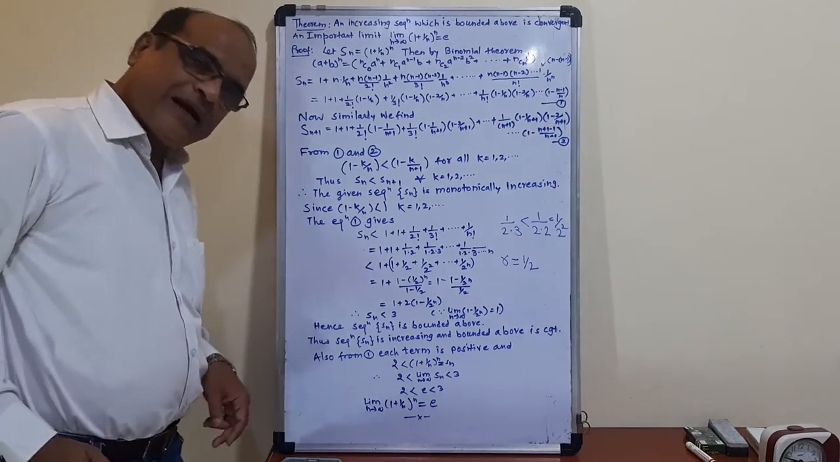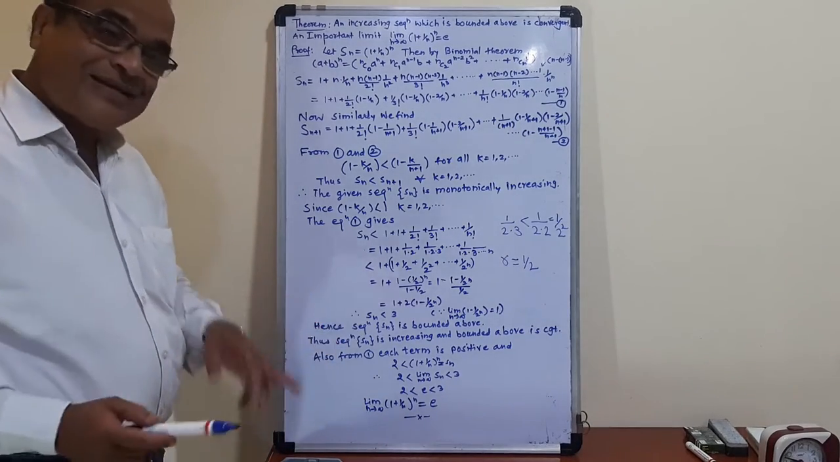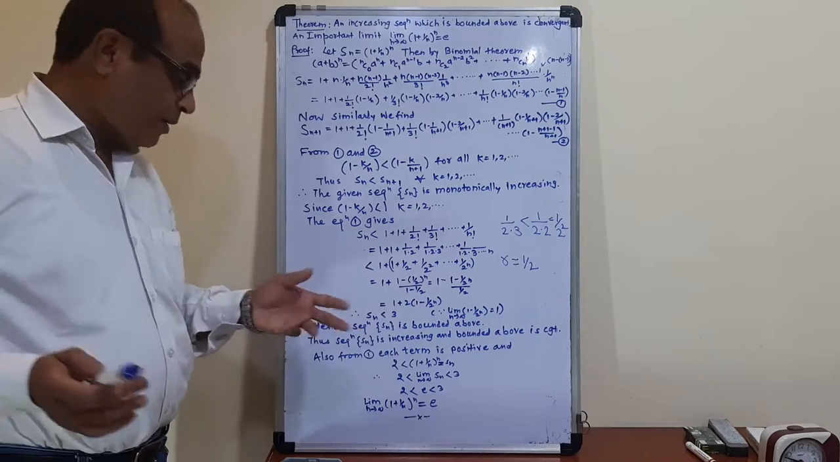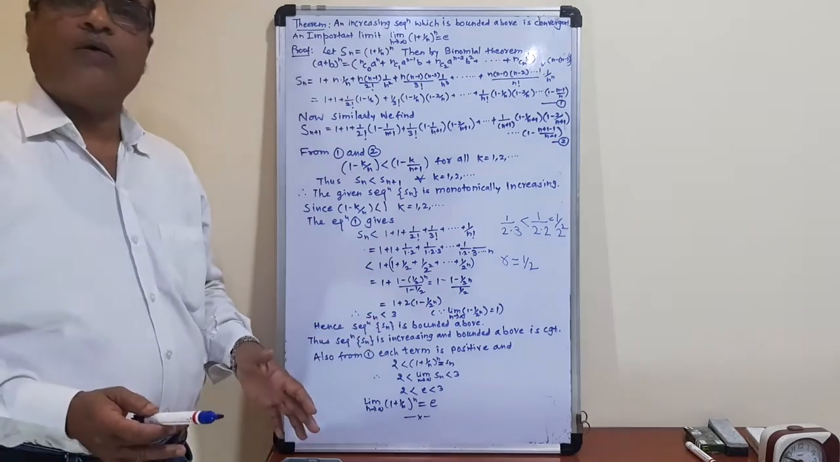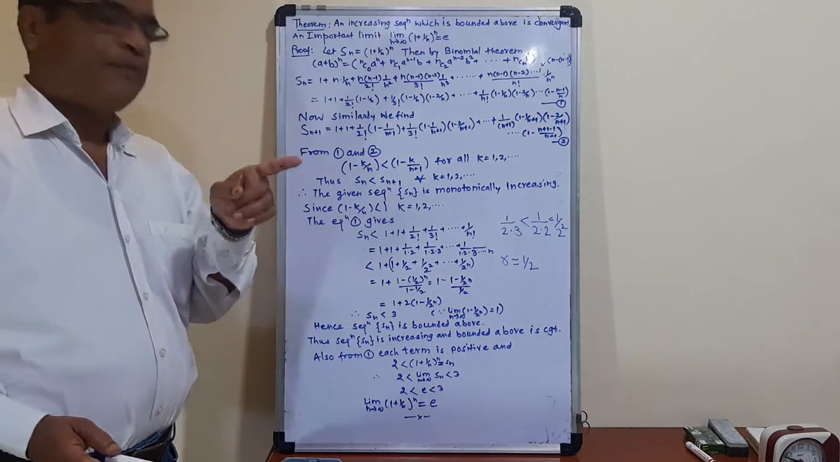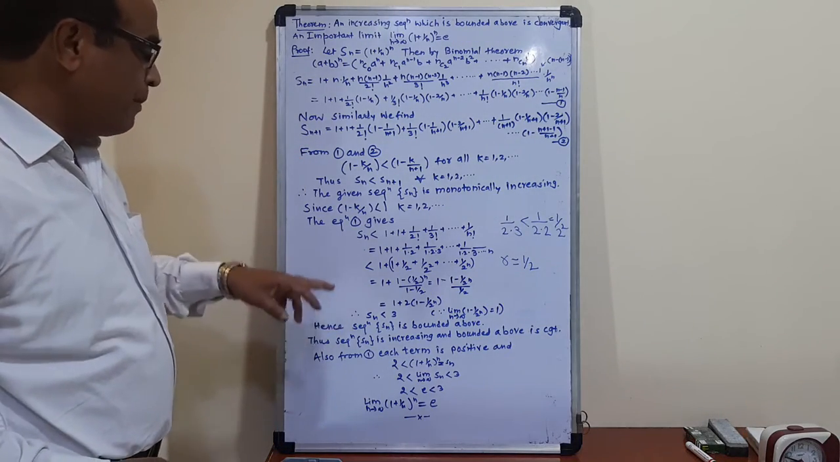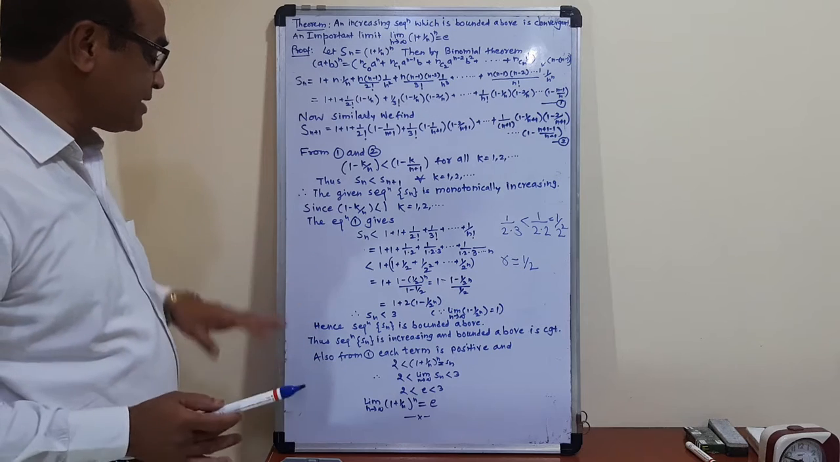मग आता इथं काय आलं सांगा भाऊ. So the Sn is less than 3. So 3 is upper bound. Hence the sequence Sn is bounded above by definition. म्हणजे सिक्वेन्स कशी आहे, बाउंडेड अबाव सिक्वेन्स आहे.